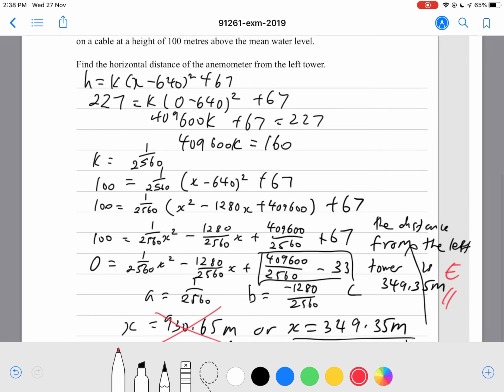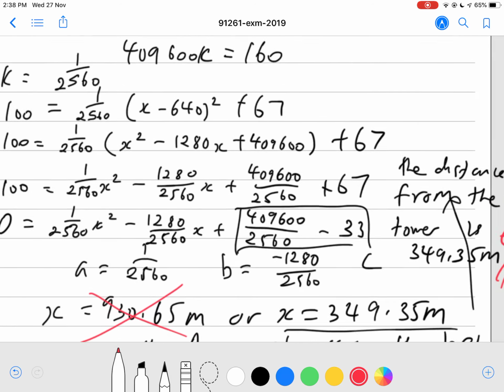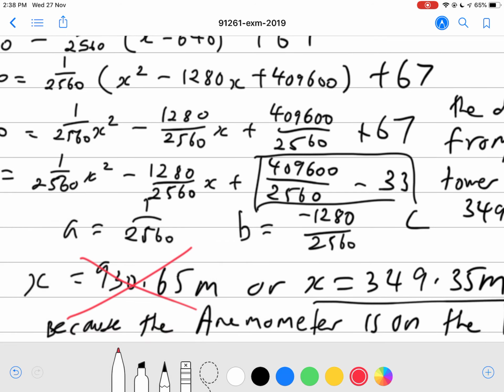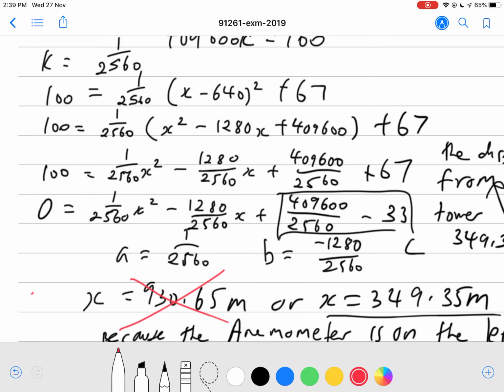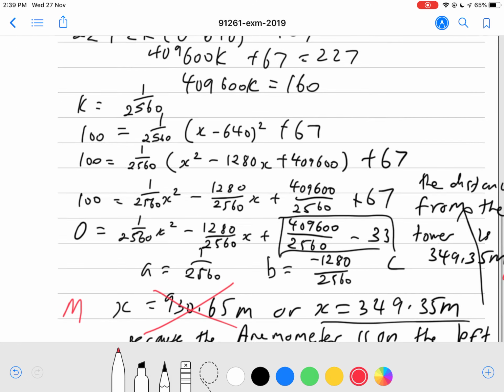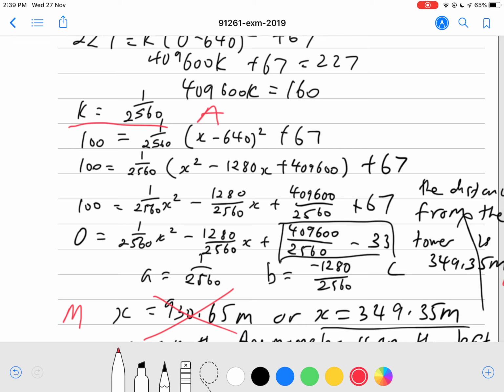In terms of getting a merit grade, it could potentially be finding out the two x values. So you find x equals 930.65 and 349.35. So both these values for merit. To get an achieved, perhaps finding the k value here could get you an achieved.